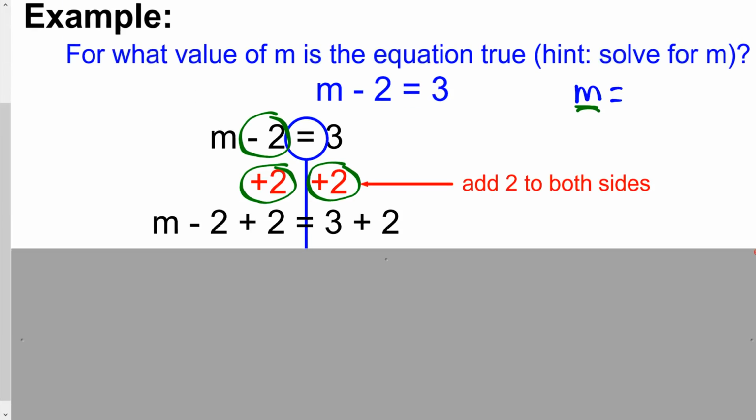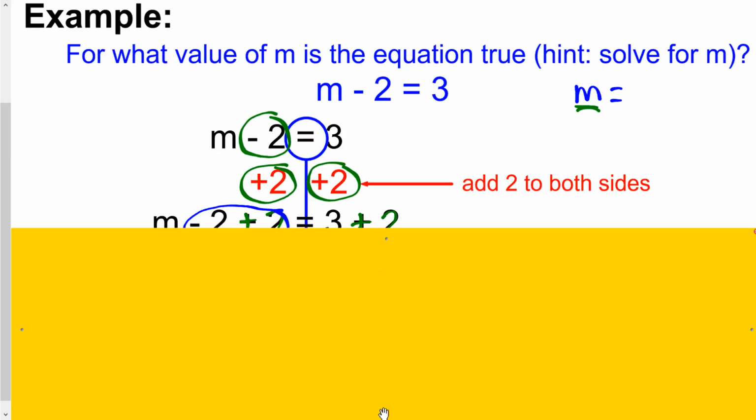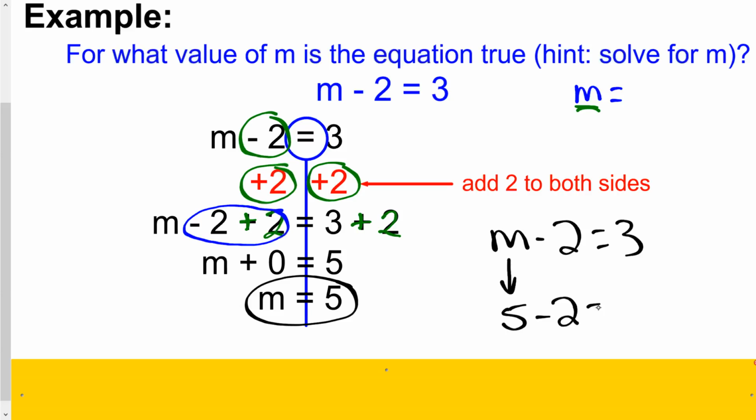So if we add 2 to both sides, we're left with m minus 2 plus 2, because we are adding plus 2 to both sides. Combine our like terms, in this case our constants. Those actually add up to 0. And I'm left with m plus 0 equals 5, which means m equals 5. And we can always check that by plugging it into our equation. If we substitute into m minus 2 equals 3, if m does equal 5, we can replace m with 5. You can see that's true. 5 minus 2 is 3.